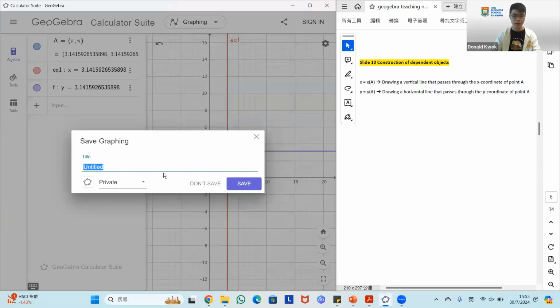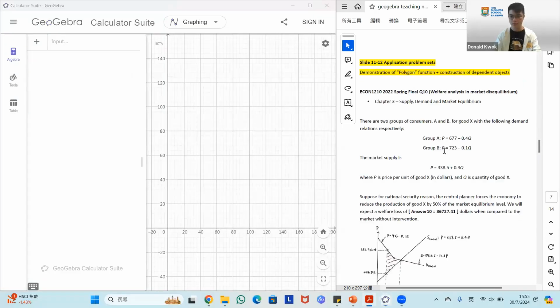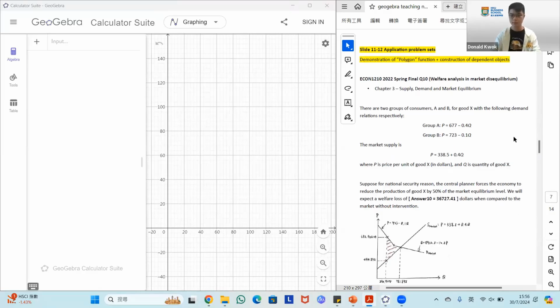So let's go through a problem to understand how we can use these functionalities. I have this question about demand and supply. We have two groups of consumers, A and B, for the good. We are going to find the welfare loss if the central planner forces the economy to reduce production of good X by 50% of the market equilibrium level. To start with, let's derive the combined demand curve first, because we have two groups of consumers.